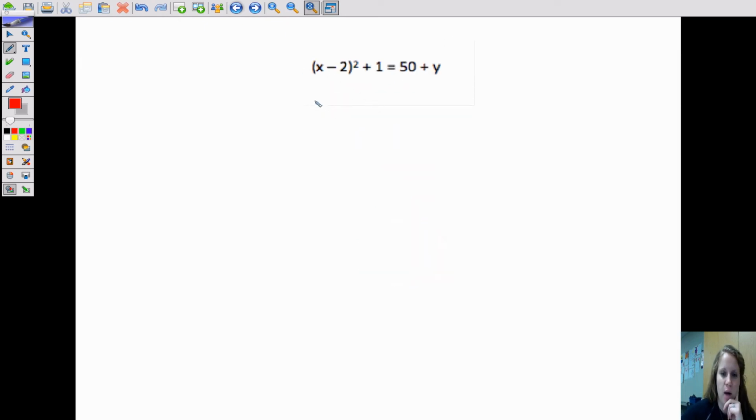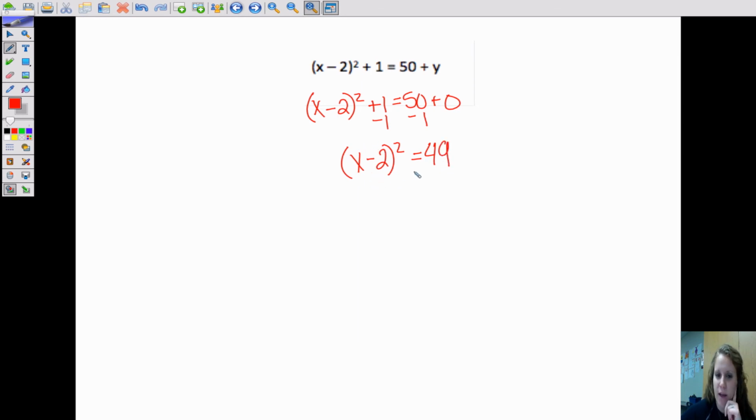This one, if we make y 0, we have (x minus 2) squared plus 1 equals 50 plus 0. So if I minus 1 from both sides, then I have (x minus 2) squared equals 49. Now, this quantity is squared, so I cannot add 2 to both sides before I get rid of the square. So what I'm going to do is square root this whole thing, (x minus 2) squared, and then square root 49. The square root of (x minus 2) squared is just x minus 2, but the square root of 49 is both positive 7 and negative 7.